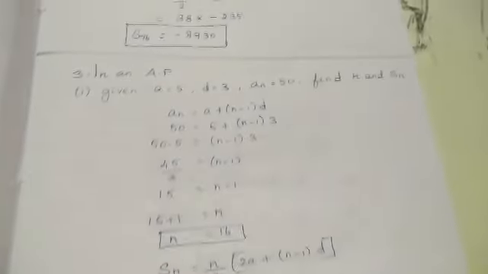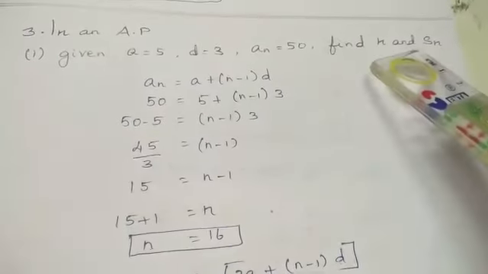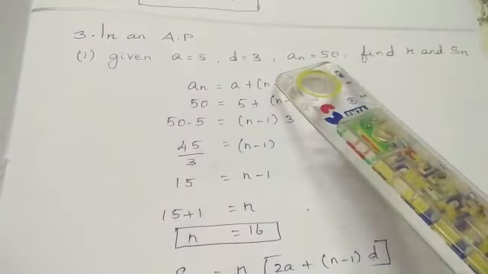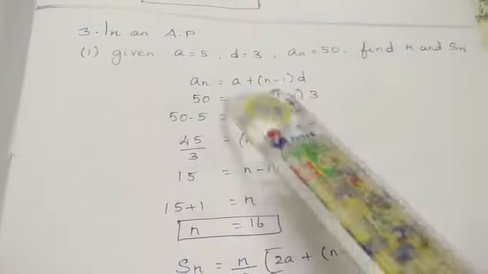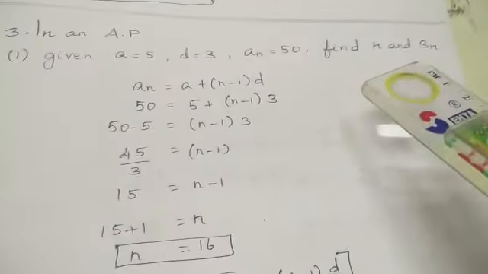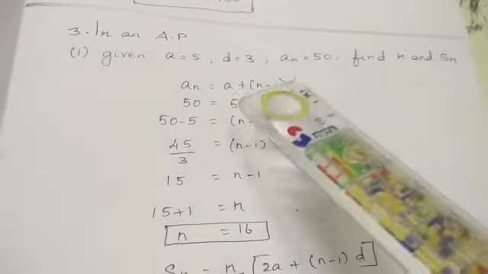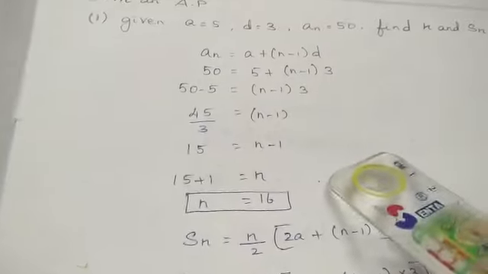And then the third one, first subdivision. In an AP, given a equal to 5, d equal to 3, an equal to 50, find n and Sn. Before the sum, since a, d, an are given, first you have to find the n value. So you apply the general term and get the n value. After that, for Sn, an is nothing but l, so you will apply n by 2 into a plus l also.